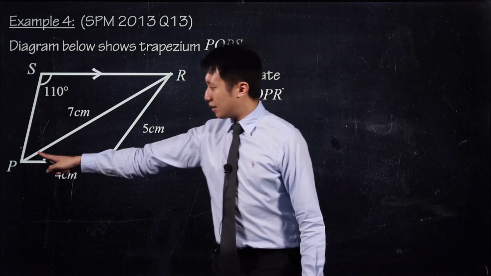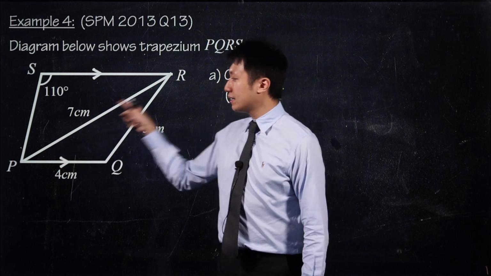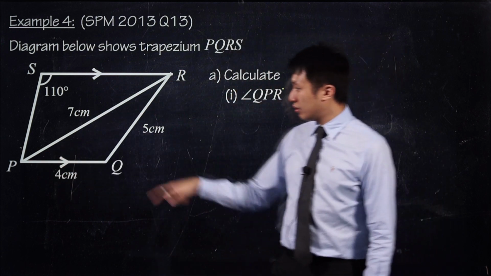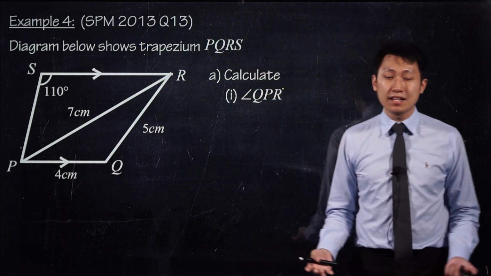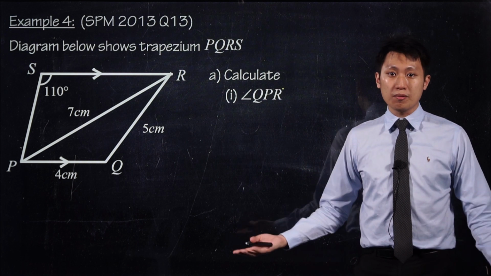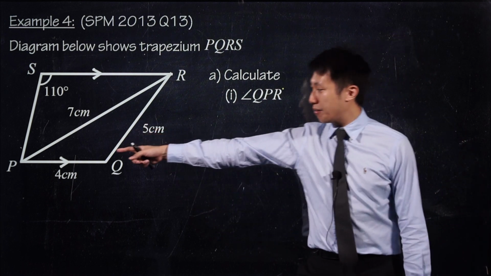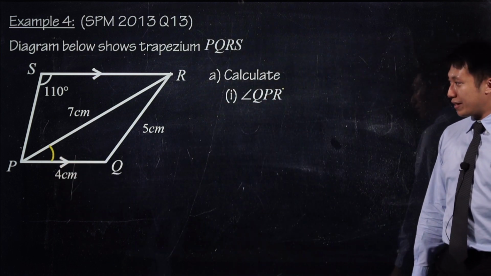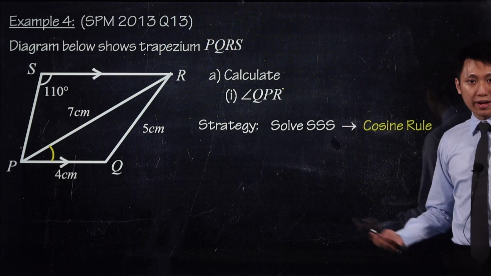You want to find an angle. Then look at this triangle, right? What do you know about that triangle? You know this side, this side, this side. SSS. If I have SSS, then no problem. I directly use the cosine rule without thinking. Then I can find that angle. Okay, very simple. Cosine rule. You want to find that angle? Strategy: solve SSS with the cosine rule, and you're done.